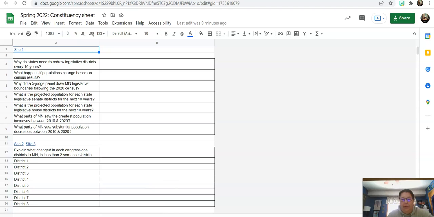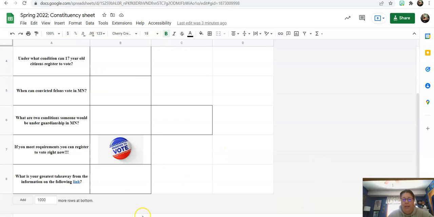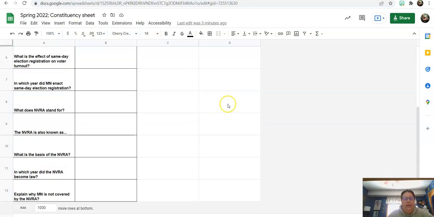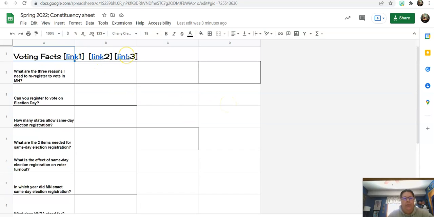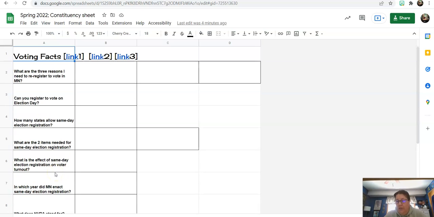Then, as long as we're talking about constituency and who's representing you, it is only logical that we actually take the next step and start looking at the fact that you're going to have this right to vote in November. And so I want to go through the process of registering. And so the link here will take you exactly where you need to go to find the answers to these questions. And then the 4th tab is a number of links, link 1, 2, and 3, and they are going to help you answer the remainder of the questions on this formative assessment.